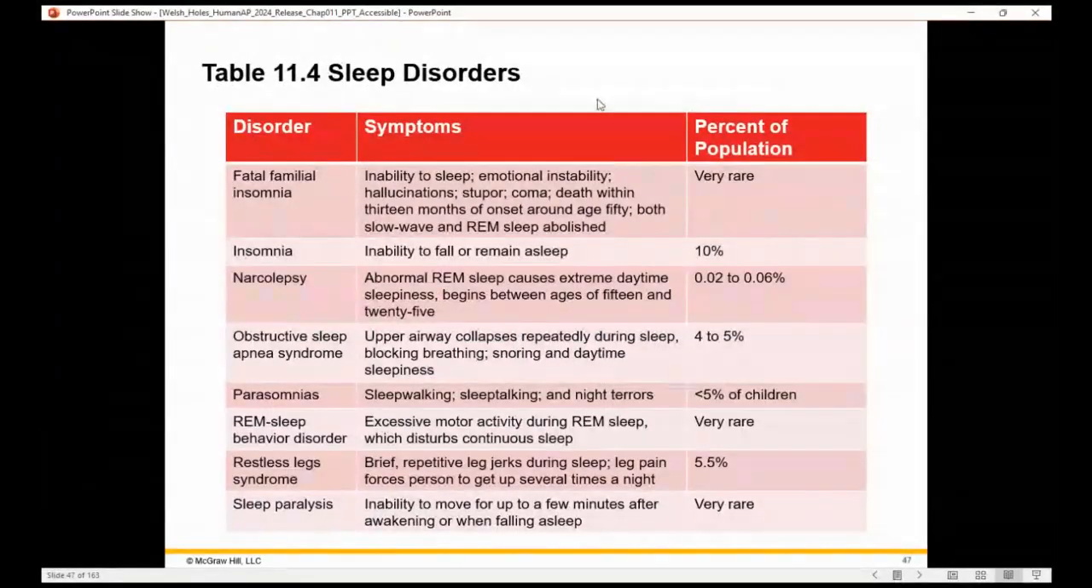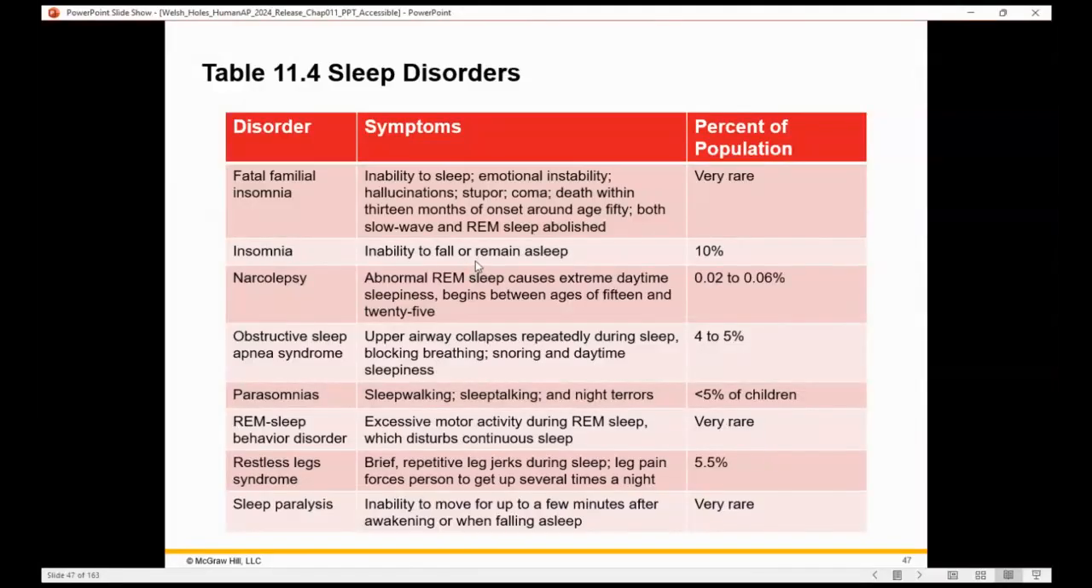Okay, table 11.4 goes over some sleep disorders. In fatal familial insomnia, this is the inability to sleep and emotional instability. You also have hallucinations, stupor, coma, death within 13 months of the onset around age 50 for this, and both slow wave and REM sleep are abolished in this case, and that's quite rare.